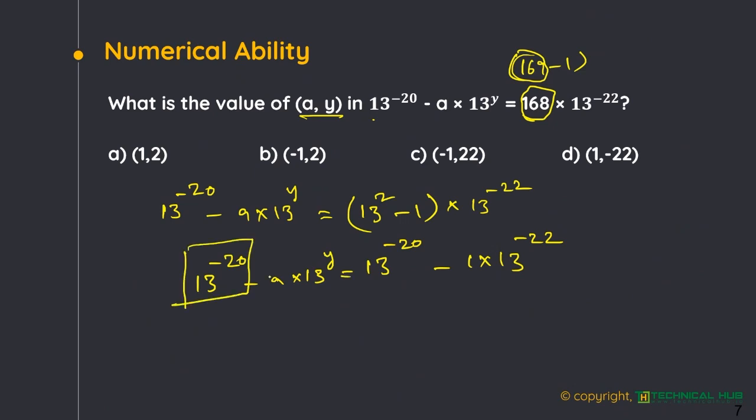In place of A, the value is 1. A is equal to 1, whereas coming to Y, Y is equal to minus 22. Therefore, A is equal to 1, Y is equal to minus 22. Option D is the right answer.